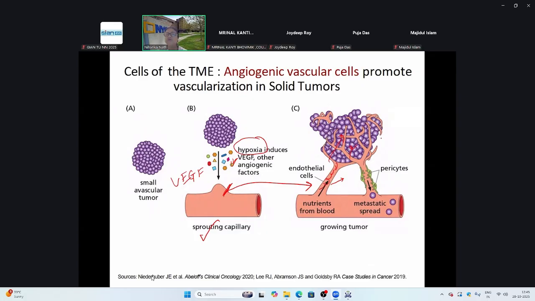And so now this is why you see it looks like a crab. And so that's your pericytes. The pericytes are helping the process. And so further metastatic spread and growth of the tumor. So cells of the TME really help in vascularization.